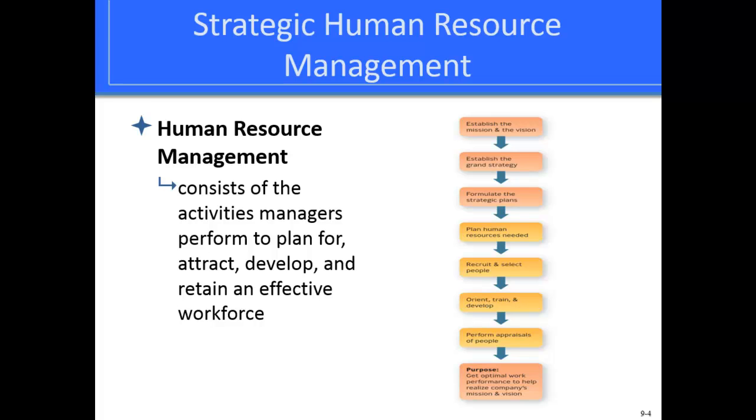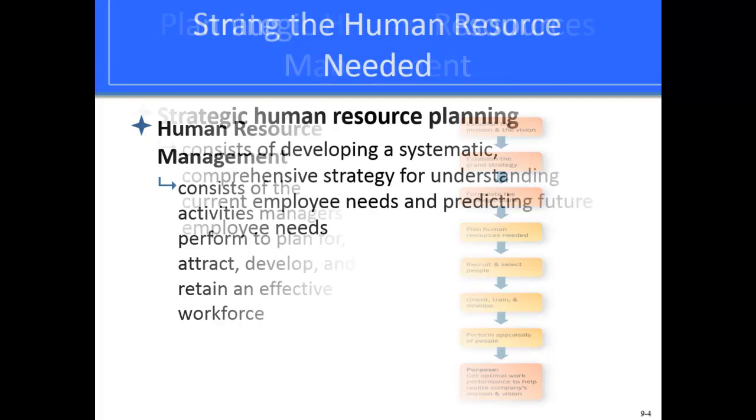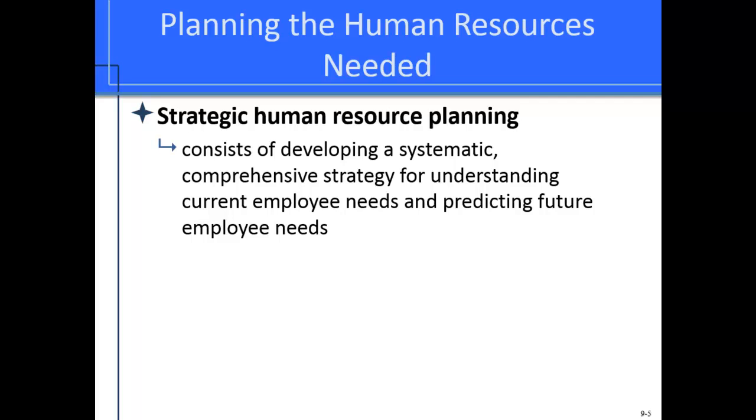Now for the planning aspect, strategic human resource planning consists of developing a systematic, comprehensive strategy for, first, understanding our current employee needs, and secondly, predicting our future employee needs. And understanding current employee needs requires first doing a job analysis to determine by observation and analysis the basic elements of a job.